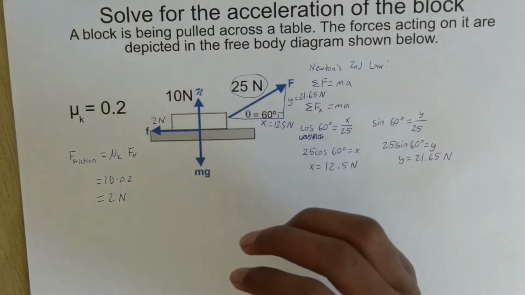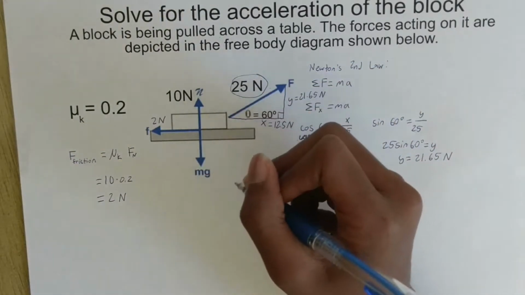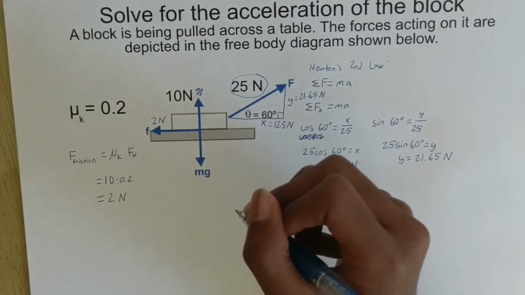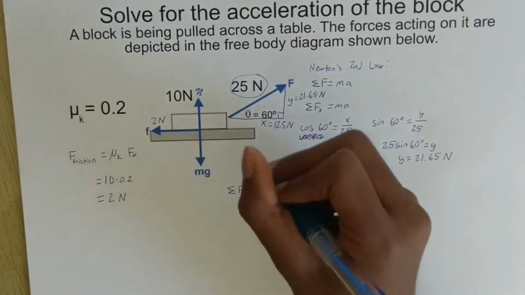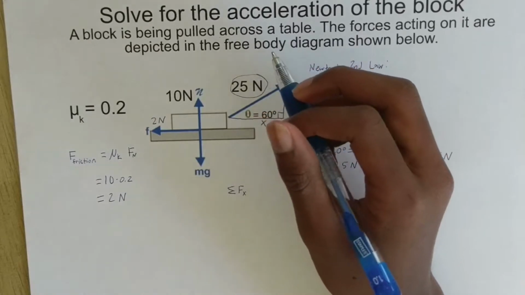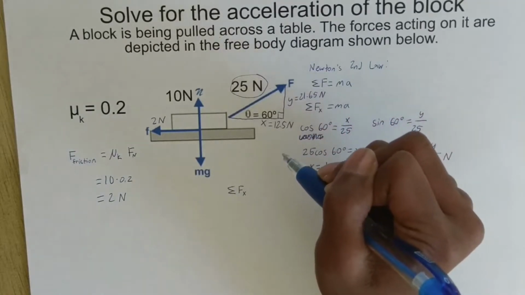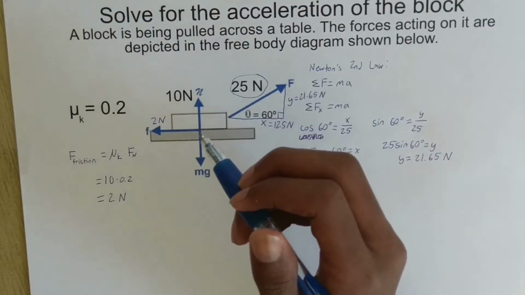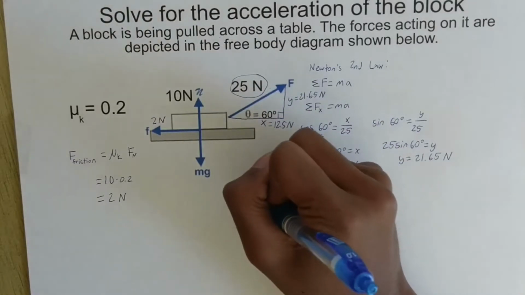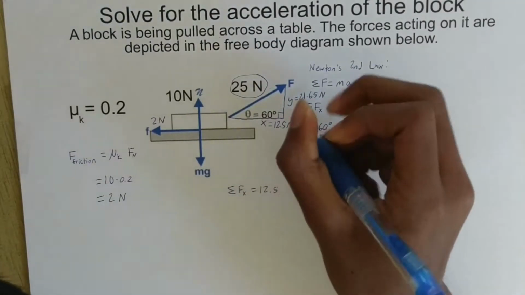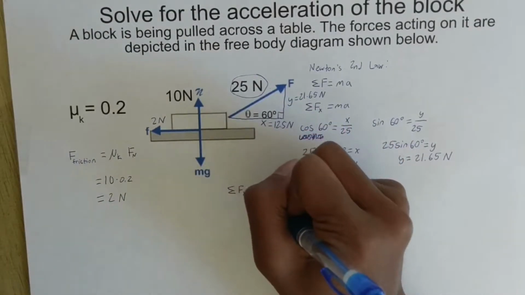Now, since we have solved for all the forces acting horizontally, we can solve for the net force in the x direction. And we need this to solve for the acceleration and complete our problem. So the net force in the x direction, we found earlier that the horizontal component of this 25 Newton applied force is 12.5 newtons. And the force of friction we just found was 2 newtons. And I'm going to define going right as the positive x direction. So the net force equals positive 12.5 minus 2, which equals 10.5 newtons.